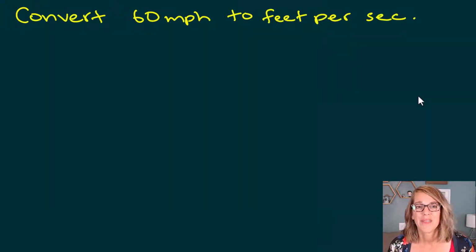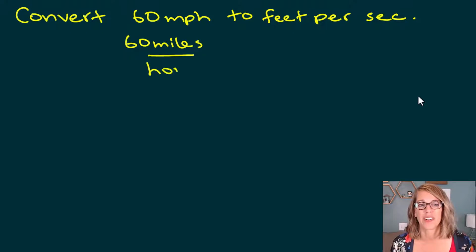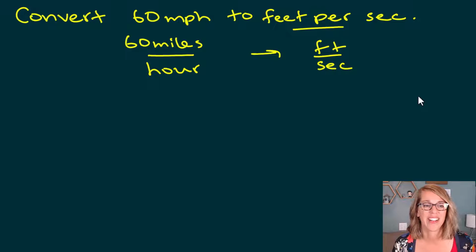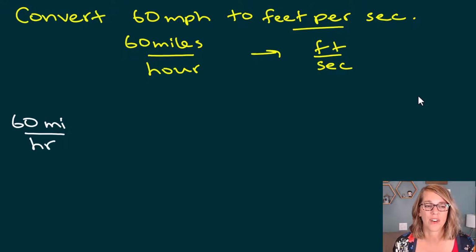So in this one, I want to convert 60 miles per hour, which I'm going to write as a fraction because I'm going to use that for my unit conversions, miles per hour. And I want to convert this into feet per second. So that's going to be feet in my numerator and seconds in my denominator. Let's go ahead and write this down all the way over here on the left side, so I've got lots of room.